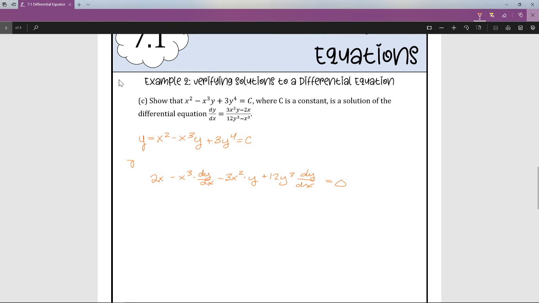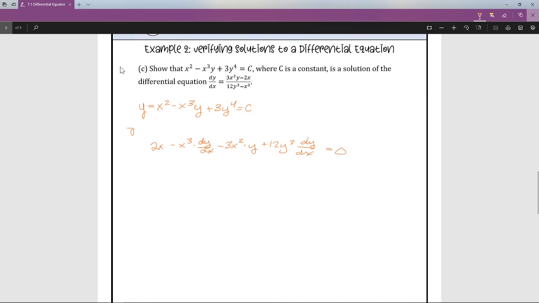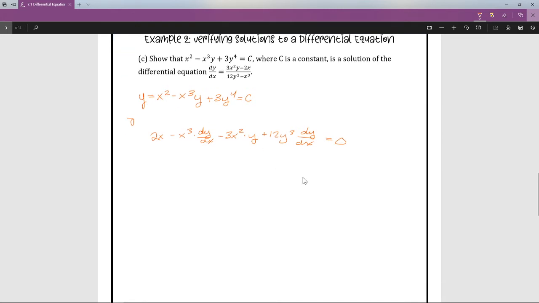And so the second thing you want to do is get your dy dx's together. This is exactly like what we did when we were learning implicit differentiation. So I have minus x to the third dy dx plus 12 y to the third dy dx equals plus 3x squared y minus 2x. And then I'm going to go ahead and take the dy dx out.